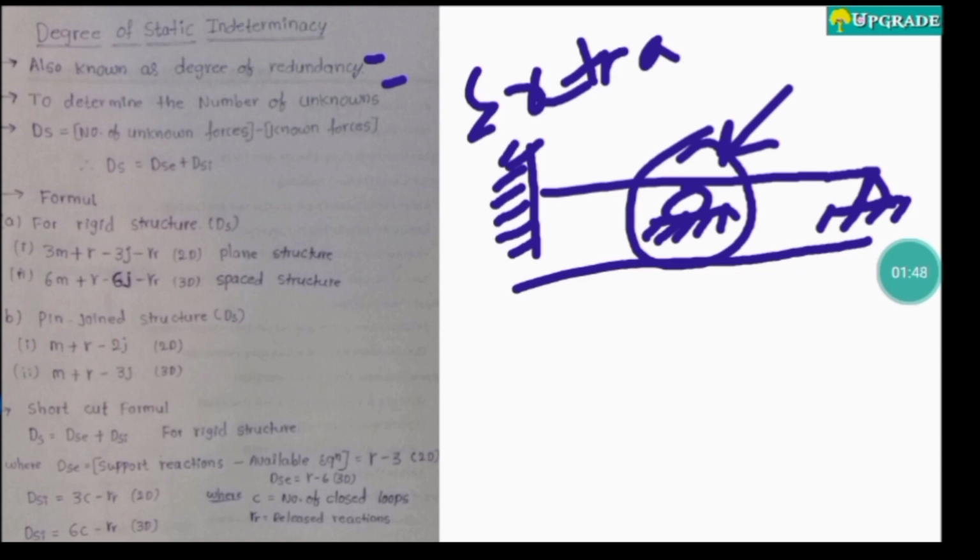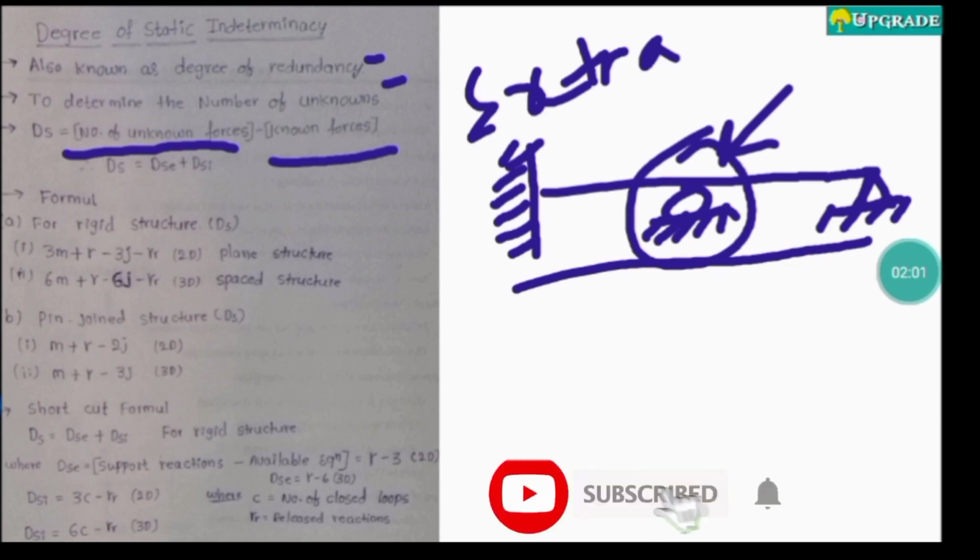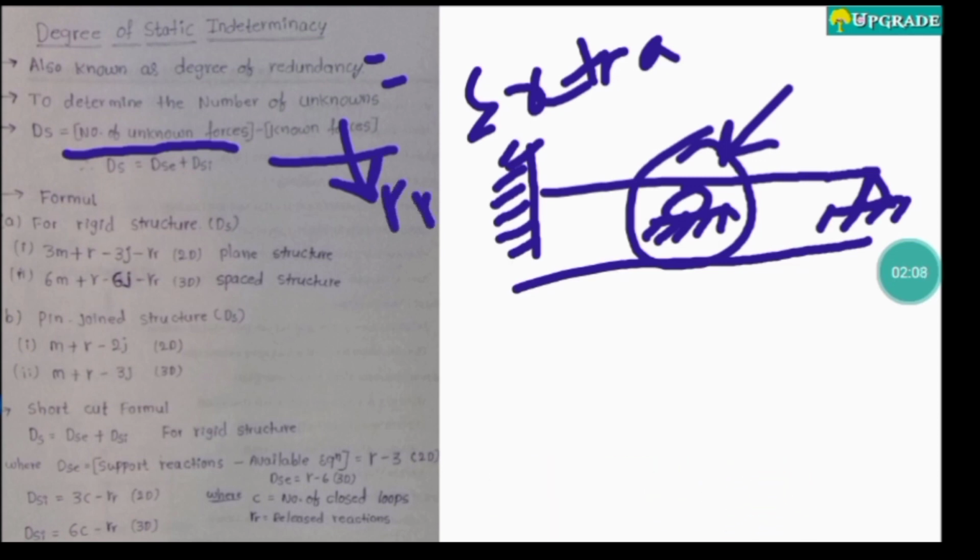And then the formula for calculating the Ds is the number of unknown forces minus the number of known forces. Here the unknown forces are external and internal reactions, and the known forces are released reactions, that is RR. Mathematically it is represented as Ds equal to Dse plus Dsi. Now we see some formulas to calculate the Ds for beam, frame and truss.